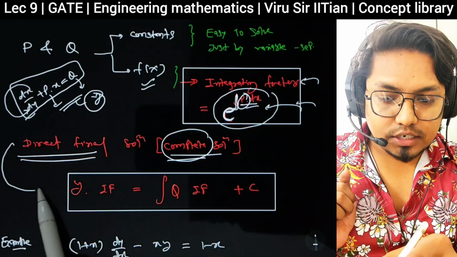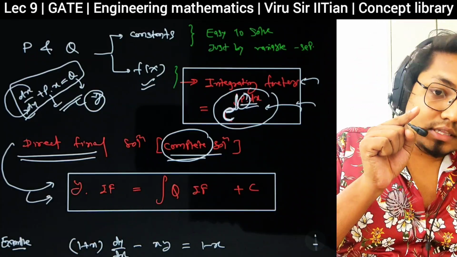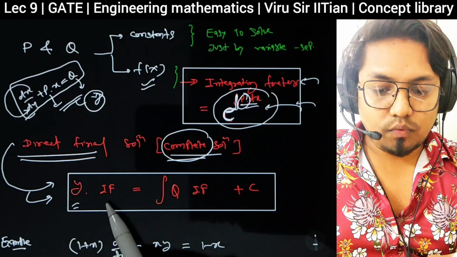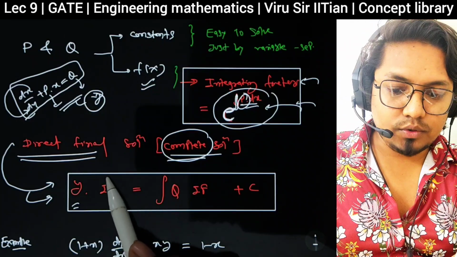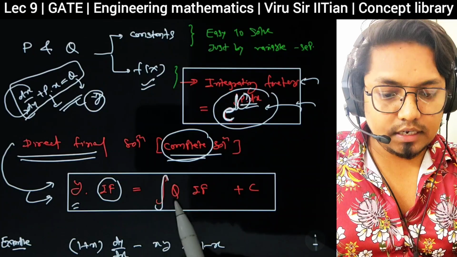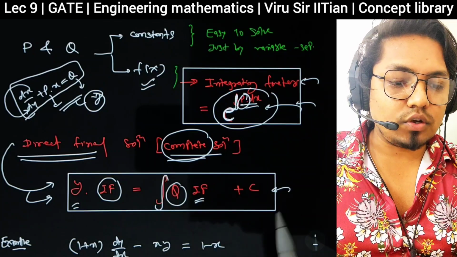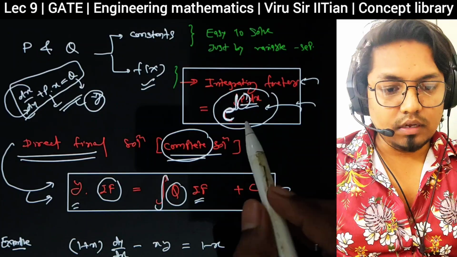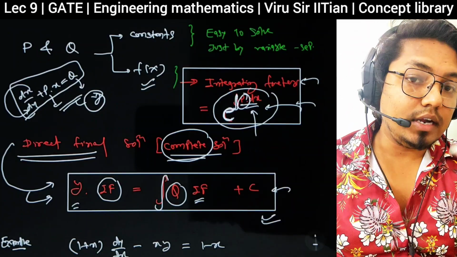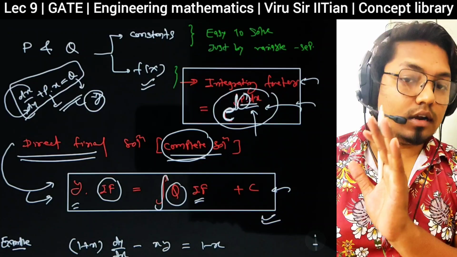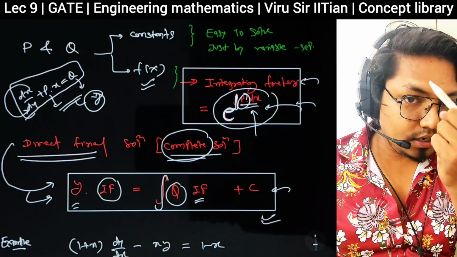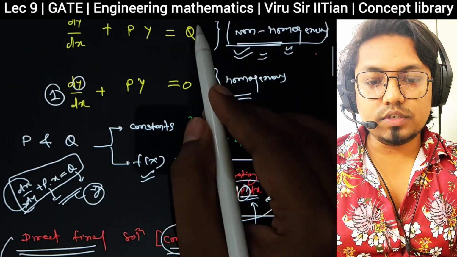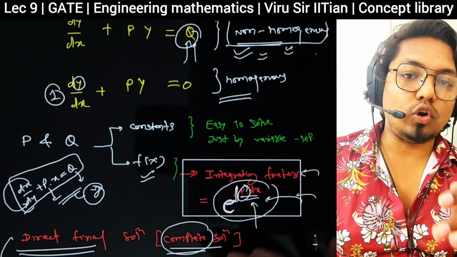So here a direct solution is given for these kinds of linear non-homogeneous equations. y times the integrating factor equals the integration of Q times the integrating factor, plus a constant. This kind of format will come. I told you two types of integration you have to do. One integration while finding the integrating factor, and another when you have got the integrating factor, then you multiply with Q. What is Q? It is what is sitting here, making this equation non-homogeneous.